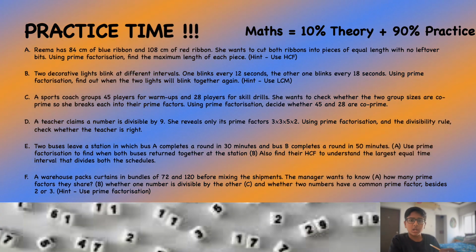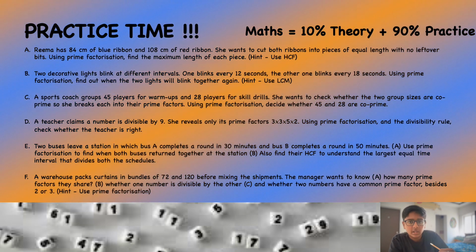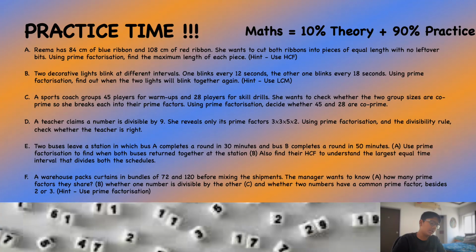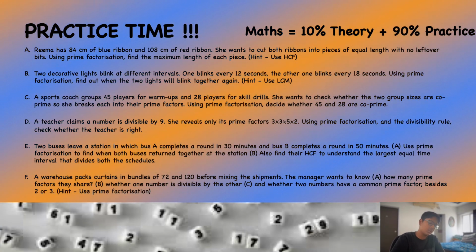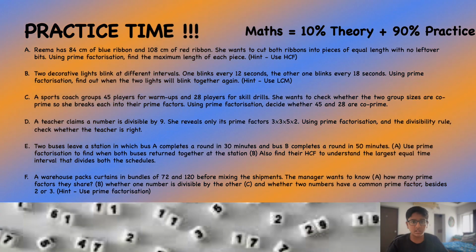Next, two decorative lights blink at different intervals. One 12 seconds, one 18 seconds. 12 is 2 into 2 into 3. 18 is 2 into 3 into 3. So 2 square into 3 square is 4 into 9, which is 36. 36 seconds. After 36 seconds, they will blink together.